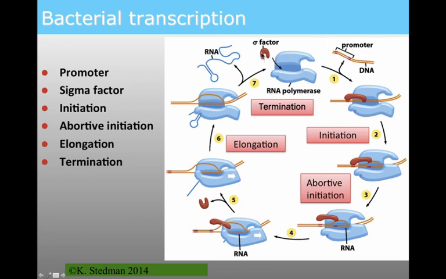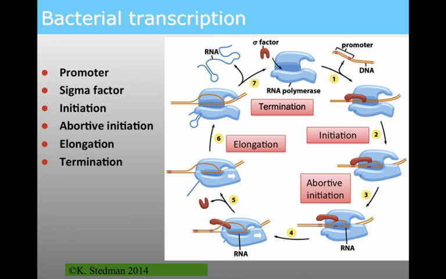The sigma factor is just named in order, alpha, beta, gamma, and so on, going through the Greek alphabet. This sigma factor is absolutely required together with the RNA polymerase to bind to promoter sequences. And it's really that sigma factor which gives you the specificity. It tells the RNA polymerase where to bind.